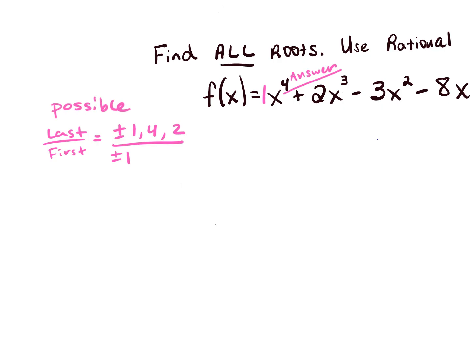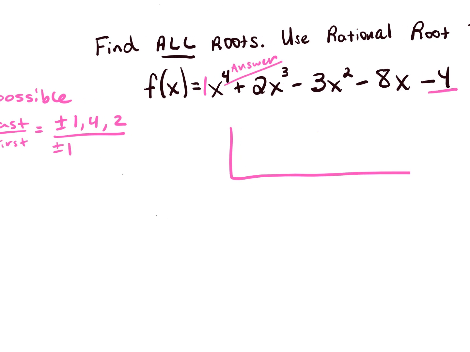How do we see what is actually a 0? Synthetic division. Our goal is to get 0 as the remainder to see what is actually a 0. Before you plug it into your box, make sure you're not missing any terms. I have x to the 4th power, 3rd power, 2nd power, 1st power, constant. So we're good. Let's put our coefficients. 1, 2, -3, -8, -4. What do you want to try first?